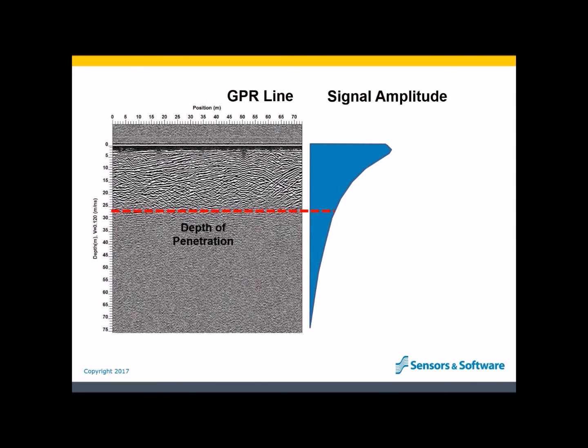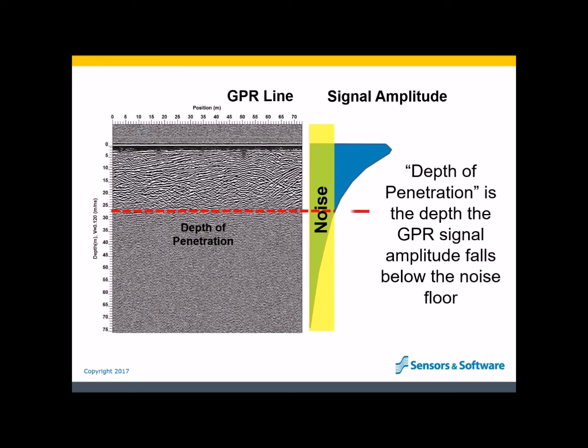To me, one of the fundamental things you want to know about any GPR survey is, what is the depth of penetration? As I mentioned, the depth of penetration is the depth at which the GPR signals attenuate to the same amplitude as the background RF noise. So in this section, even though there's still GPR signal, it's buried in the noise. So the depth of penetration is effectively here.